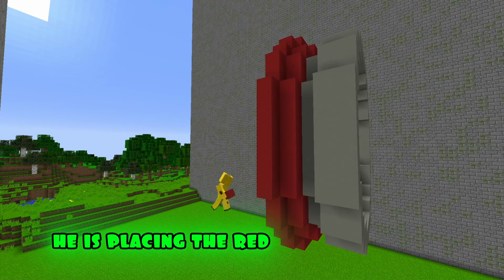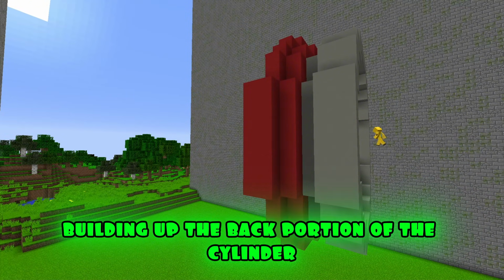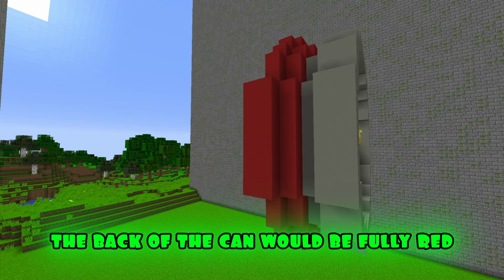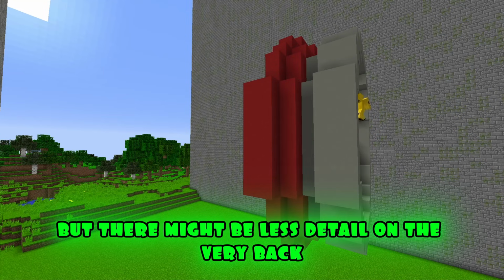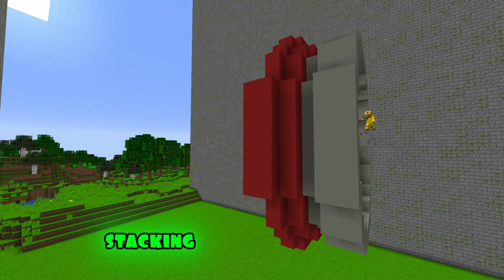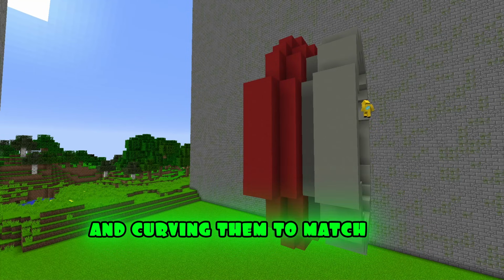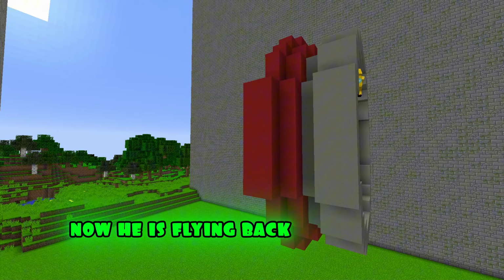He is placing the red concrete in a big curved wall shape, building up the back portion of the cylinder. The back of the can would be fully red because the label wraps around the sides, but there might be less detail on the very back compared to the front-facing sides. Banana Kid is working quickly, stacking rows of red blocks and curving them to match the cylindrical shape he started with the gray circle. Now he is flying back to the front again.